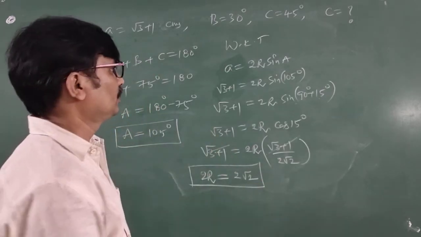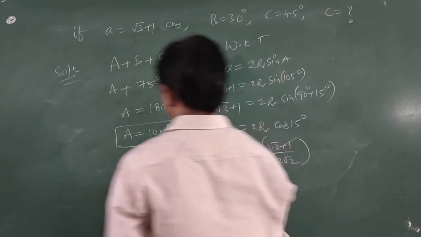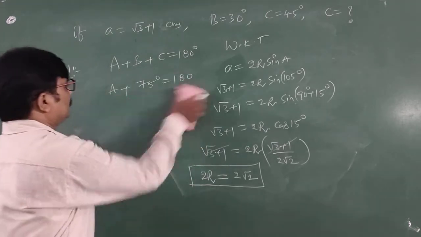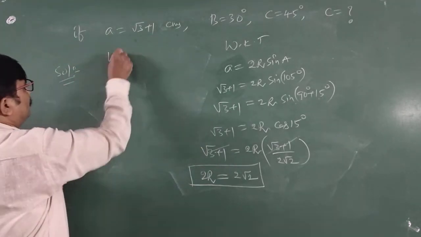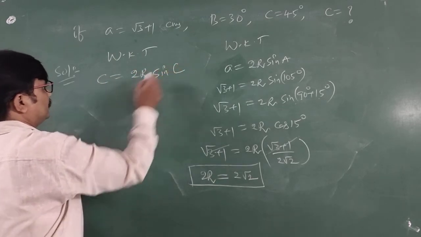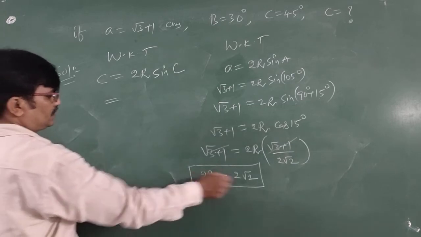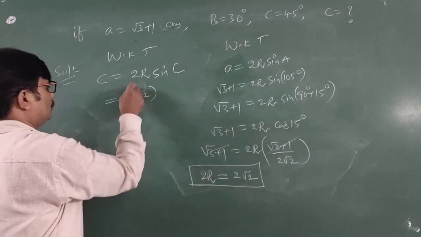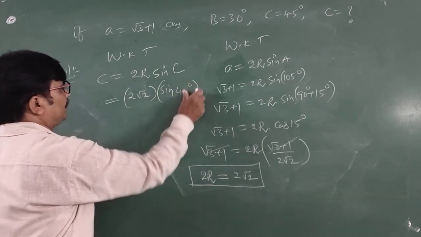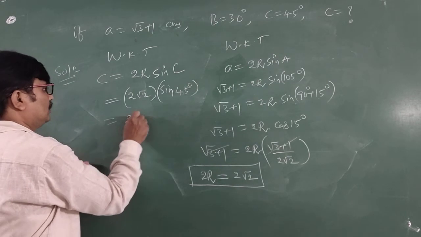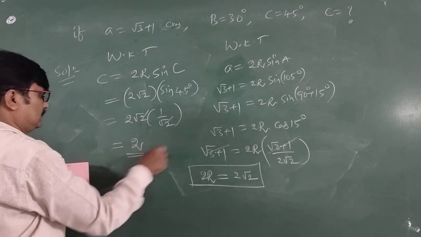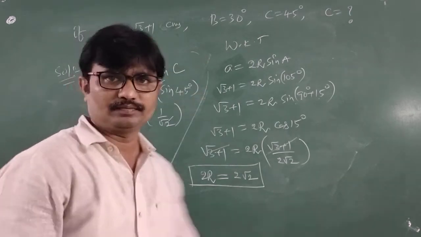Dear students, what we find right now is the small c. What is small c from the sine rule? Small c equals 2R sin C. So dear students, 2R is 2 root 2 and sin C, where C is 45 degrees. Now students, this is 2 root 2 into 1 by root 2. Root 2 cancels. This is 2. Okay students, write down.